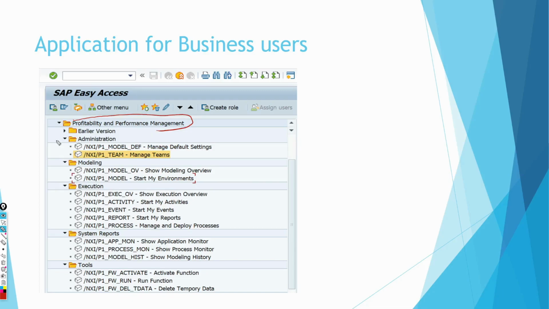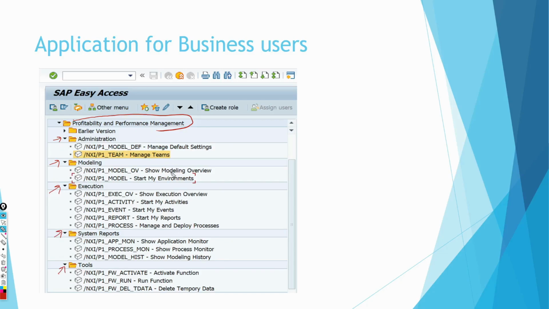Under this PAPM, there are different sections. One is admin, where the basis team will set up something. Then there is modeling. This is the part where we do the modeling. Then there is execution, which is the end user part, then system reports, then tools. So this is a complete PAPM.